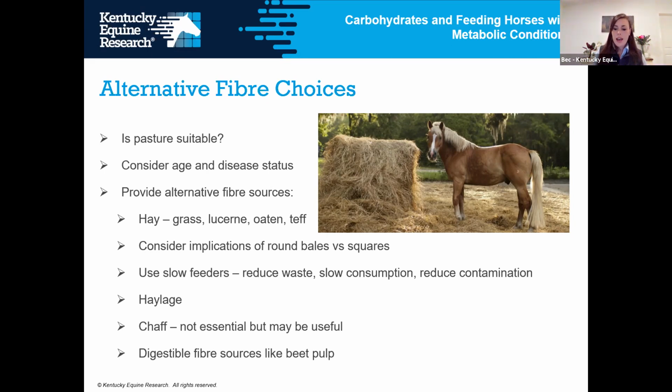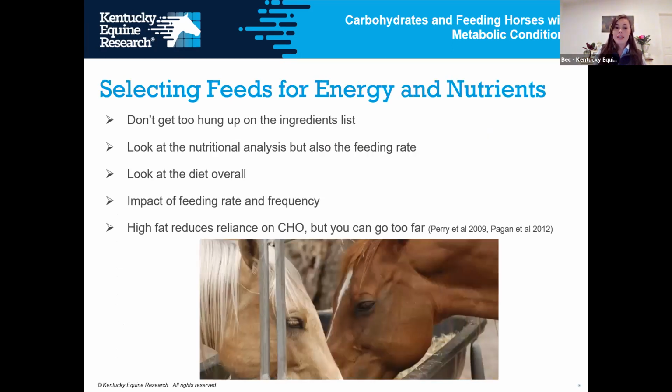Haylage is another option that you can potentially look at, which can be advantageous in some of these instances. Chaff may or may not be used. Some people have a very definitive preference for or against chaff. Certainly you can use it to slow down the horse's intake of a ration, which may be advantageous for some of these horses. And then, of course, we've got our digestible fibre sources like beet pulp. So for an older horse that's got poor dentition that needs to gain weight, this would be perfectly placed for that. So we do need to look at then selecting feeds for energy and nutrients.